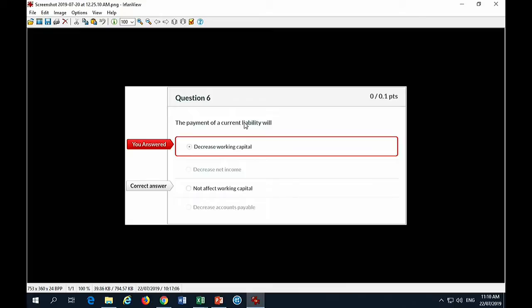The impact of this transaction on working capital is that current assets in the form of cash are reduced by $2,000, and current liabilities in the form of salaries payable are reduced by $2,000. Since this one reduced by 2,000 and this one reduced by 2,000, the difference between them should remain unchanged. Is that clear?